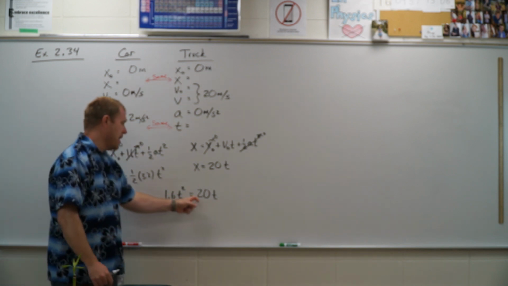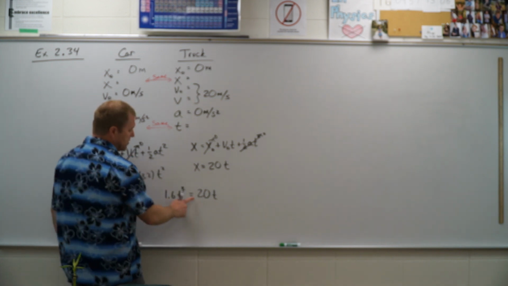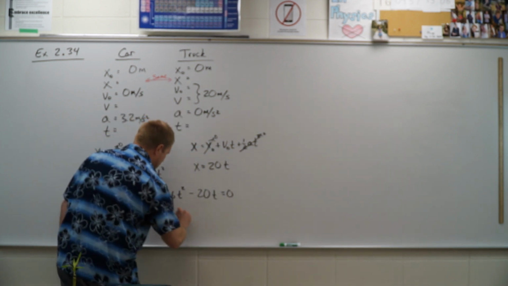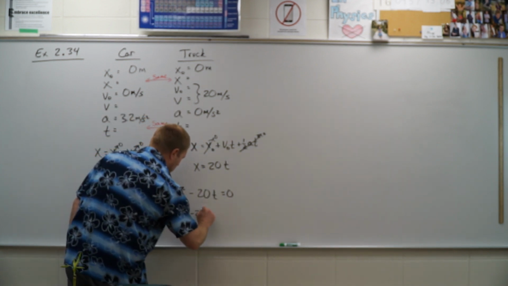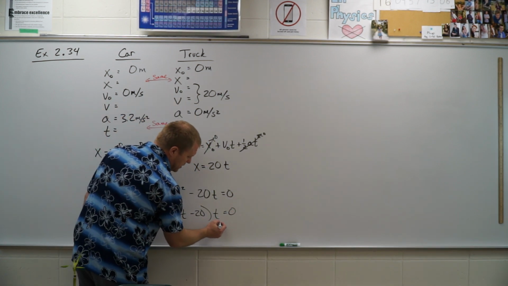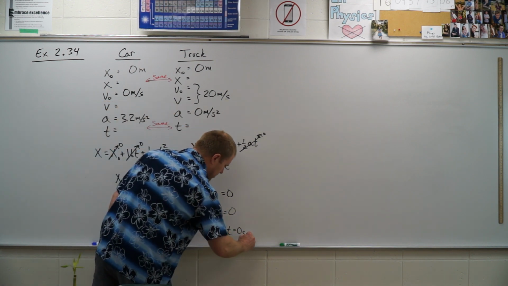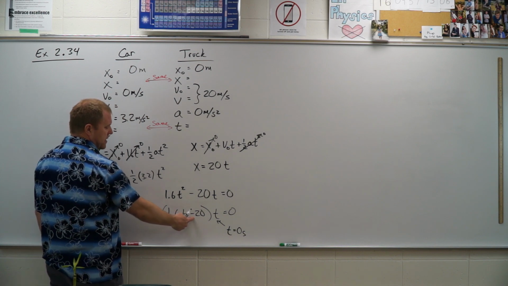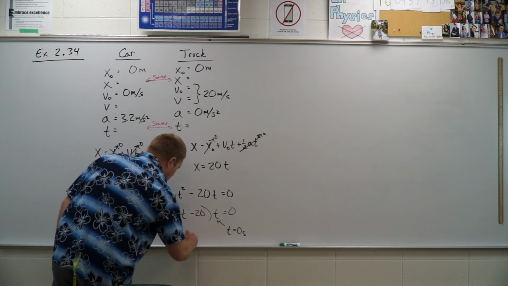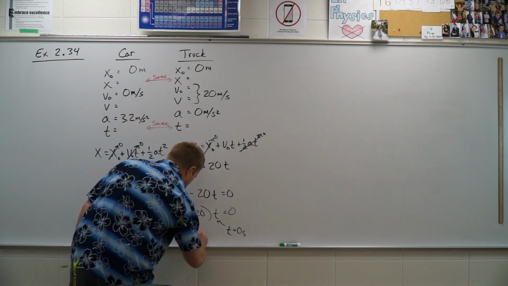Now, you'll notice there's a time on both sides. What I can do is cross out one of those times. The other way is to move that 20t over to the other side and factor out a t. And so I have 1.6t minus 20, all times t, equals 0. One of the solutions here is t equals 0 seconds. The other solution is when this condition is met, so t equals 20 divided by 1.6. 20 divided by 1.6 comes out to 12.5 seconds.